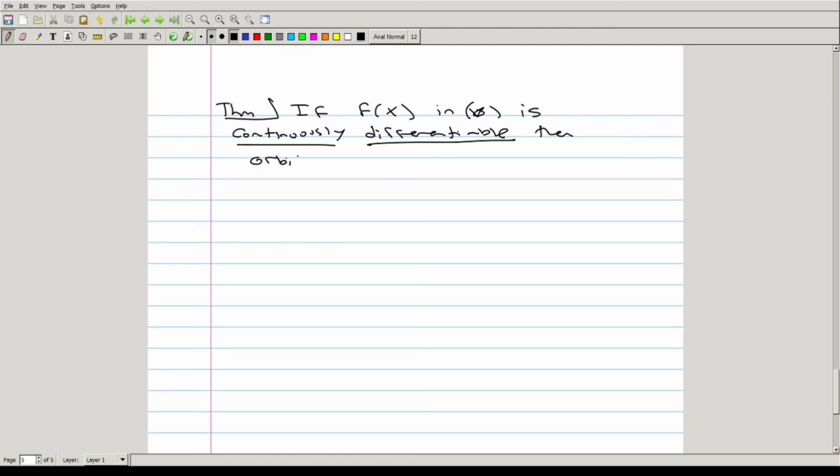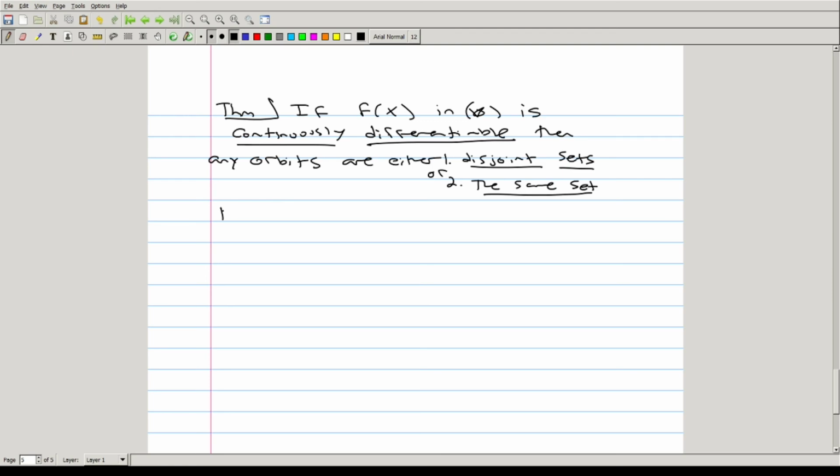the orbits, any orbits, are either disjoint sets or identical. So the same set. And this is what we've seen in all the examples that we've talked about so far.